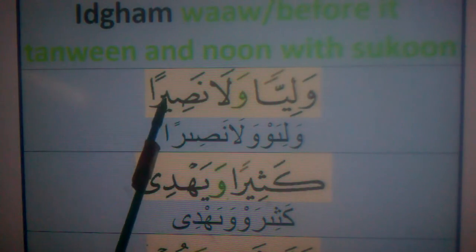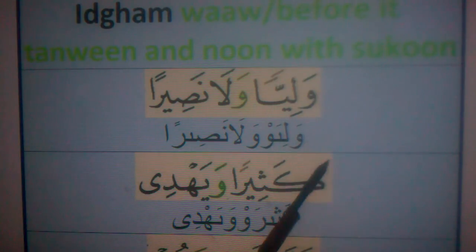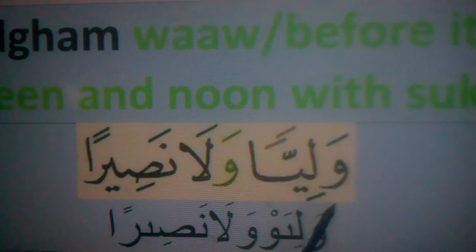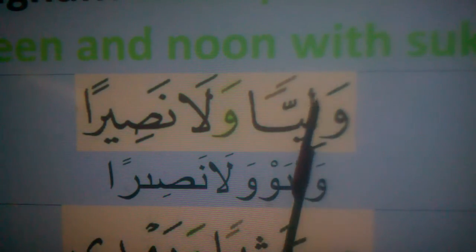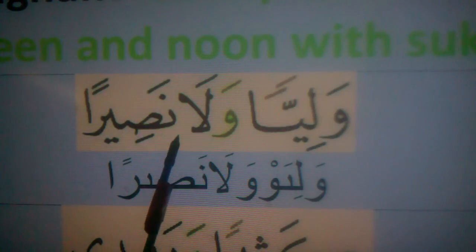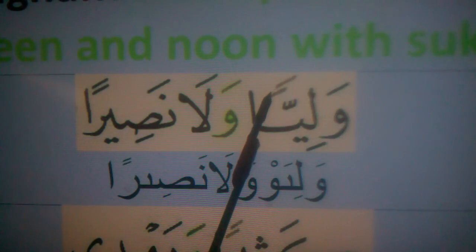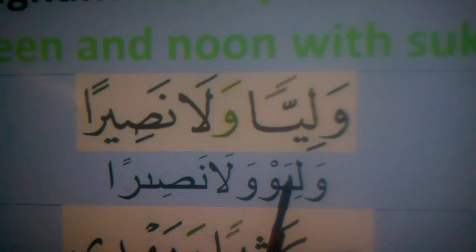وَلِيًّا وَلَا نَصِيرًا. As we have here, look into it. This ya will have one fatha. Instead of saying yan, it will be yaw. Yaw. Yaw. وَلِيًّا وَلَا نَصِيرًا.